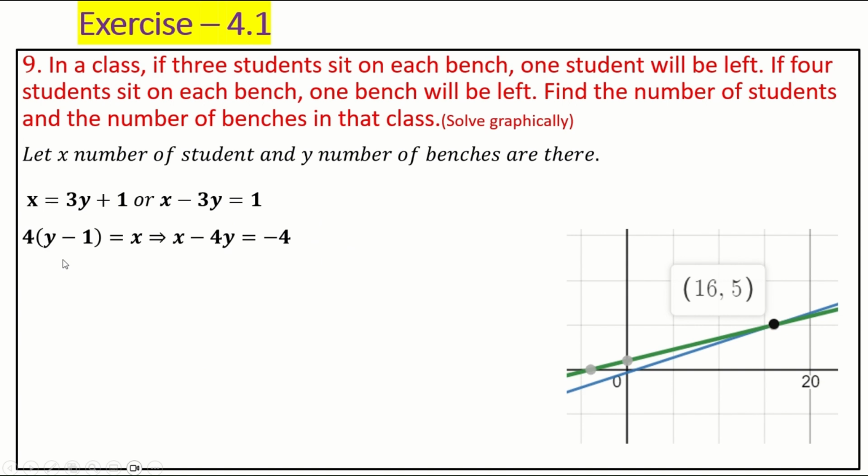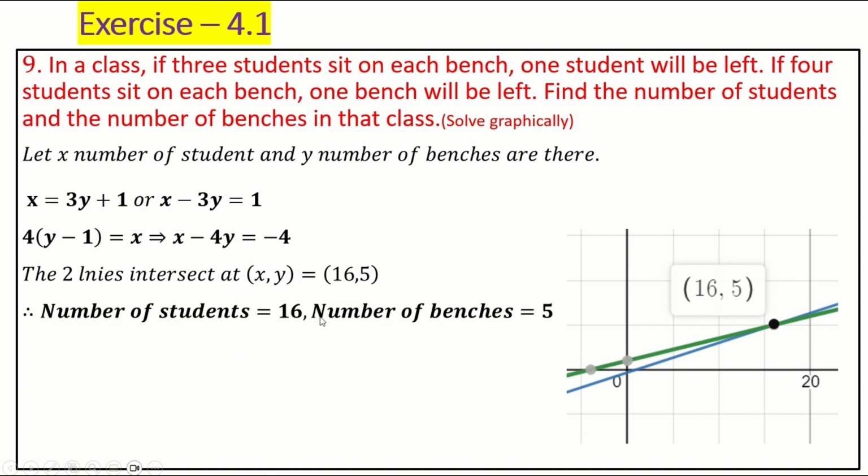If four students sit, then one bench is left out. Correct? So remove one bench: y minus 1. Four students on each bench equal to x. So x minus 4y equal to minus 4. This is your second equation. Again, you draw the graph. You see that they intersect at 16 comma 5, which means number of students is 16, number of benches is 5.